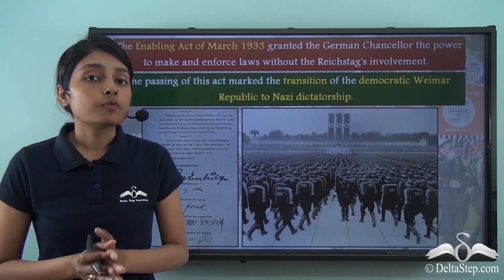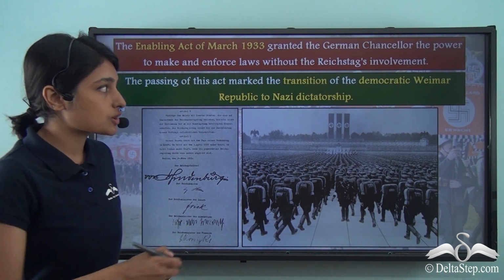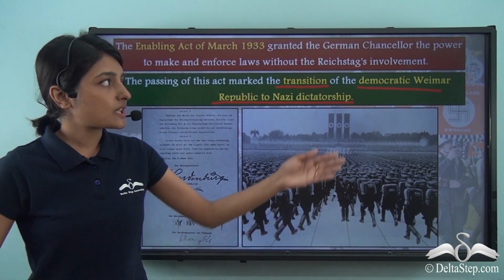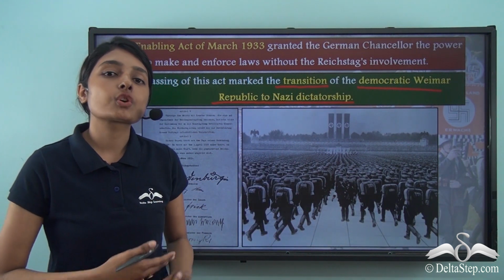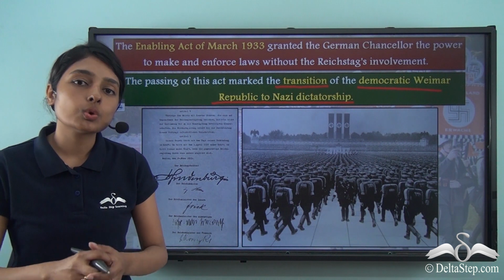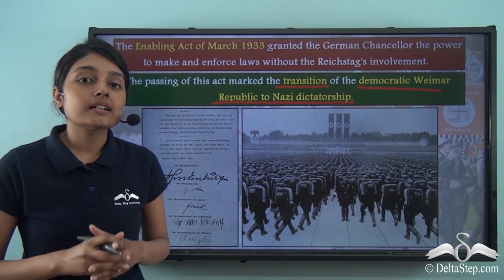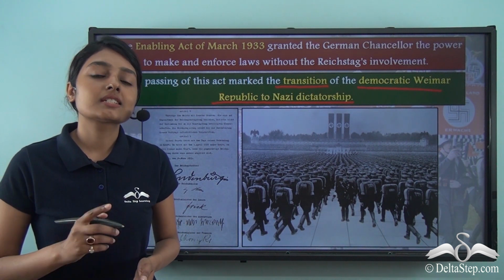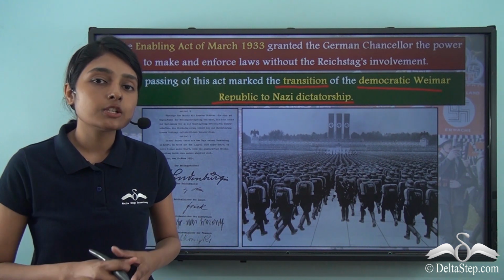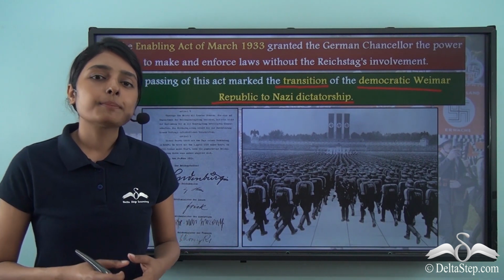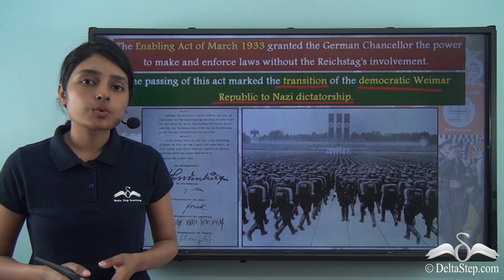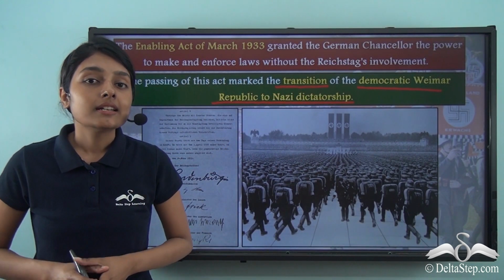The passing of this act was very crucial in the sense that it marked the transition of the democratic Weimar Republic to Nazi dictatorship. Because with this, the Weimar Republic completely lost all its powers. And it was the Nazi party that became the one and the only party to rule in Germany at this point of time. And this was a dictatorial form of government, because we know that in dictatorship it is just one single leader who rules as the undisputed and absolute leader over people. People's opinions, any kind of dissident and opposing voices are completely suppressed. And this is what was happening in Germany when it was under Nazi dictatorship.